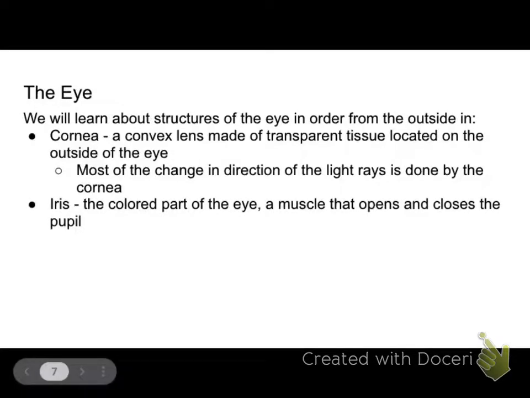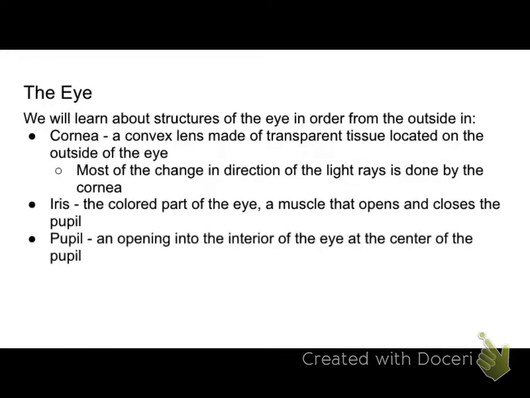So your cornea bends this light in to your eye, and then your iris, which is a muscle and the colored portion of your eye, helps open and close your pupil. Your pupil is going to be this opening in your iris. It's at the center of your iris, and it opens and closes depending on light. Well, the opening opens and closes because the iris is opening and closing it.